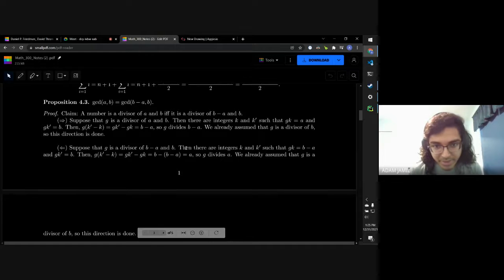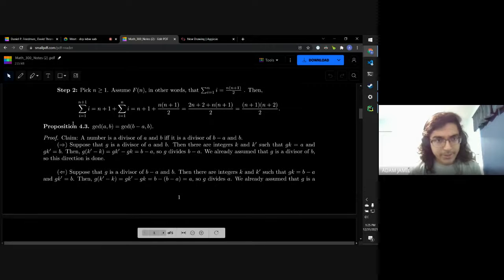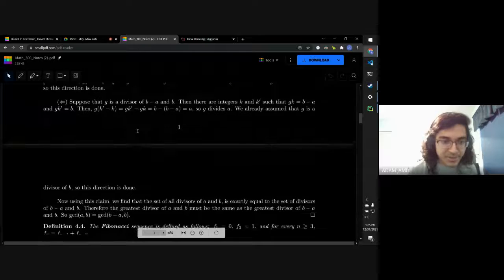And yeah, the backwards direction is pretty much the same thing. It's just you do gk equals b minus a and gk prime equals b, and you get exactly the backwards direction. So why did I bring you through all this pain? Well, it turns out there's a nice thing you can do induction on.